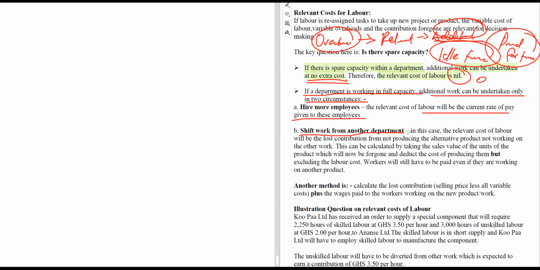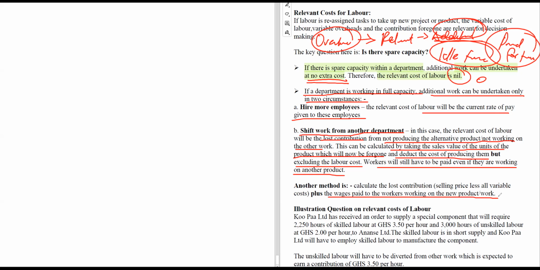Do you remember? That's what we learned as opportunity cost. So in this case, the relevant cost of labor will be the lost contribution from not producing the alternative product or not working on the other work. This can be calculated by taking the sales value of the units of product which will now be foregone, and deducting the cost of producing them, but excluding what? The labor cost, right? Workers will still have to be paid, even if they are working on another product. True or false? True. So you just calculate the lost contribution plus the pay of the workers working on the new product or work, right?